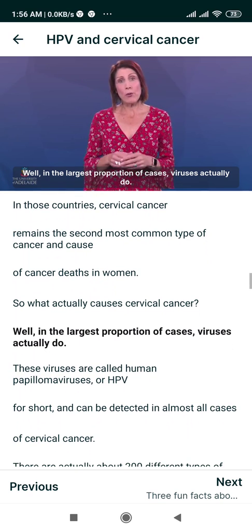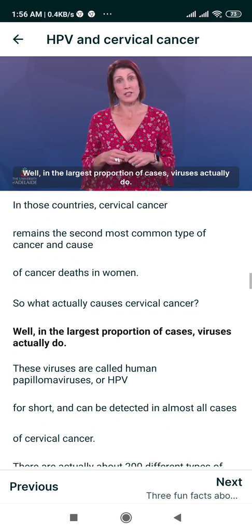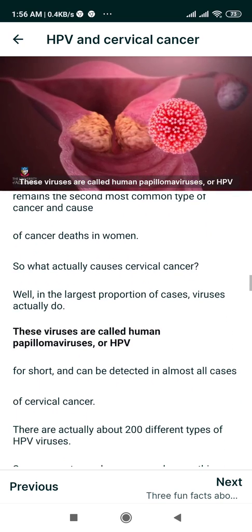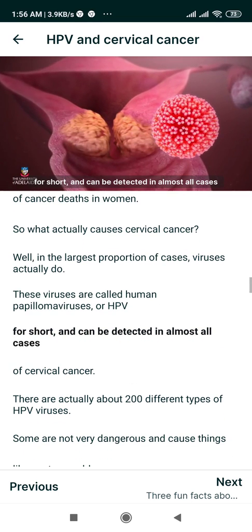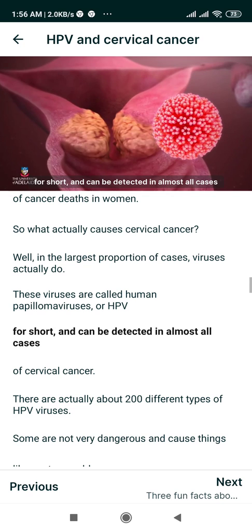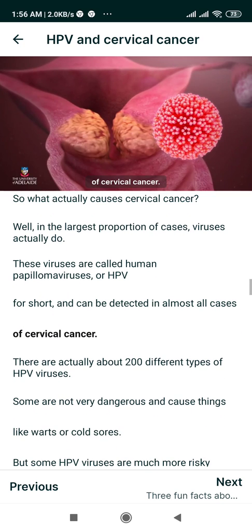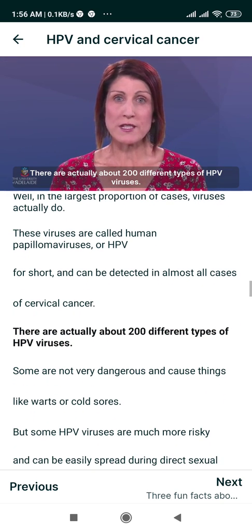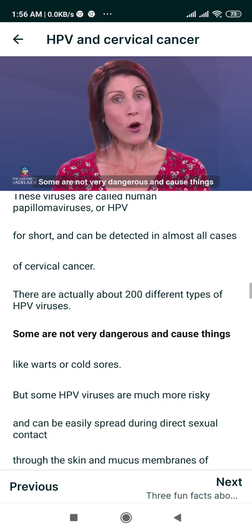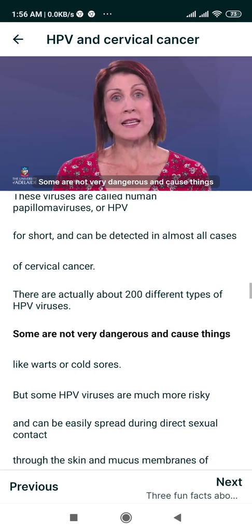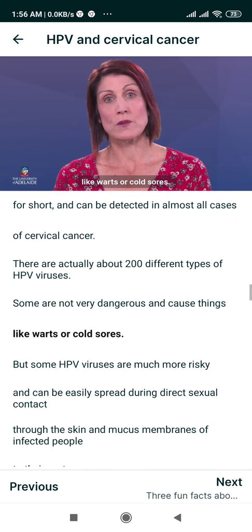Well, in the largest proportion of cases, viruses actually do. These viruses are called human papillomaviruses, or HPV for short, and can be detected in almost all cases of cervical cancer. There are actually about 200 different types of HPV viruses. Some are not very dangerous and cause things like warts or cold sores.